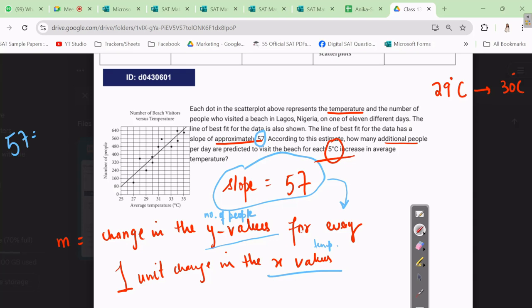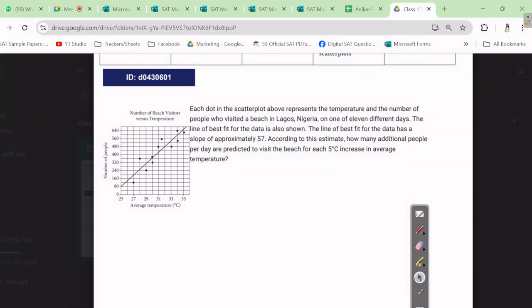So, what will be the answer, Anika? See, when there is a 1 unit change, then you are getting 57 additional people. For each 1 unit change, that's 57 more. Yes, so you have to do it for 5 degrees. So 5 times 57. Yes, 5 times 57, and that will be your answer. Whatever that comes out to be will be the answer. Okay.